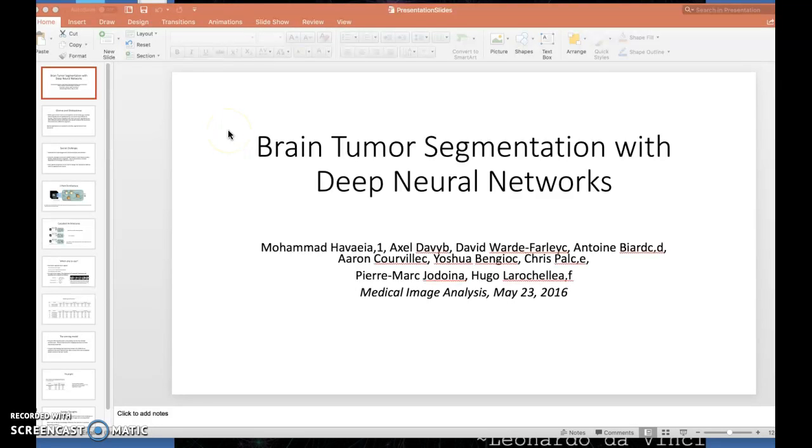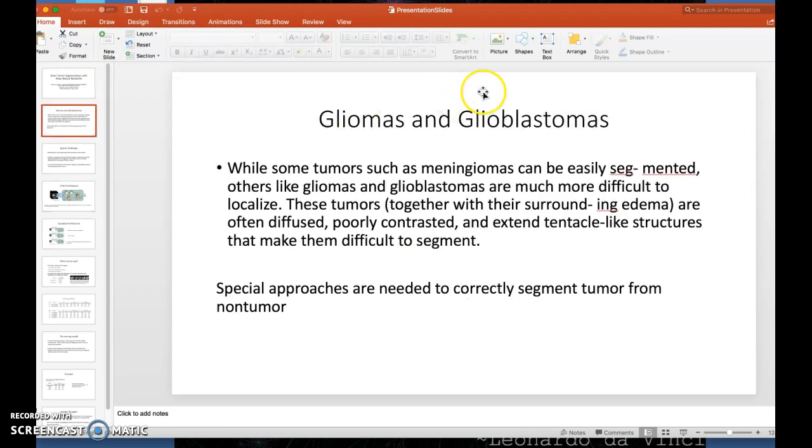Hello, we are going to talk about brain tumor segmentation, which was a paper published in Medical Image Analysis in 2016. So, these are some Greek words for tumors that are not very easy to segment because they grow like tentacles into the brain, and it's blurry, there's no contrast in there.